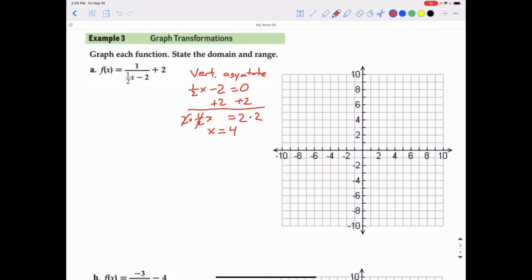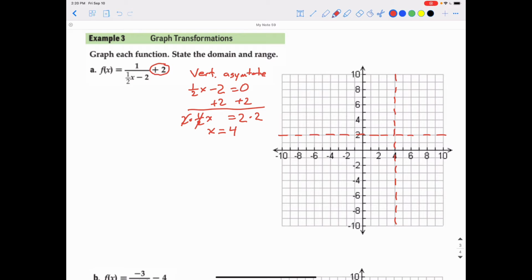So I can go ahead and graph that at x equals 4. So I'll draw a dotted line to describe that. And then the horizontal asymptote can be found by looking at the vertical change. And notice there's a +2 that is not grouped with the x. That is the vertical shift. And so I'm going to have a horizontal asymptote across the line y equals 2 right through there.